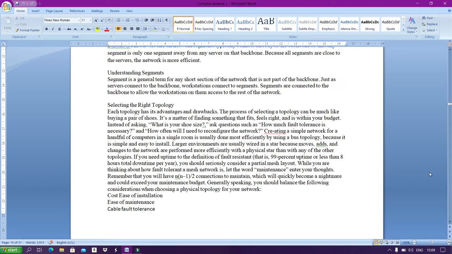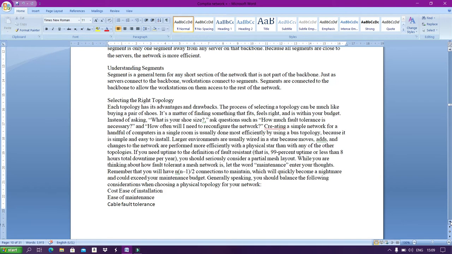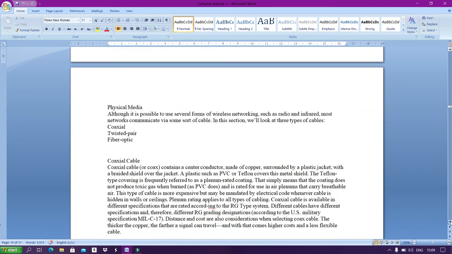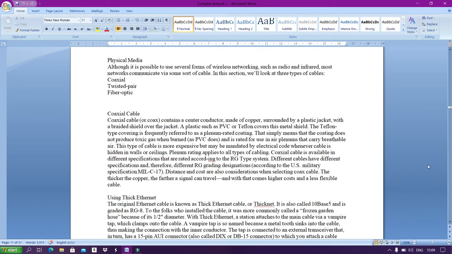Generally speaking, you should balance the following considerations when choosing a physical topology for your network: cost of installation, ease of maintenance, and cable fault tolerance. Physical media. Although it is possible to use several forms of wireless networking such as radio and infrared, most networks communicate via some sort of cable. In this section, we look at 3 types of cable: coaxial, twisted pair, and fiber optic.